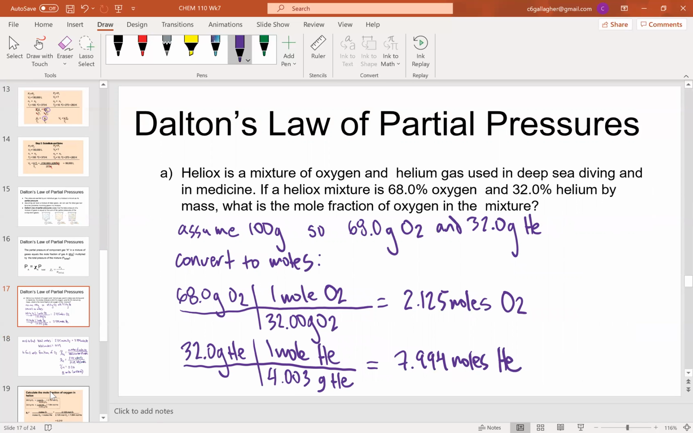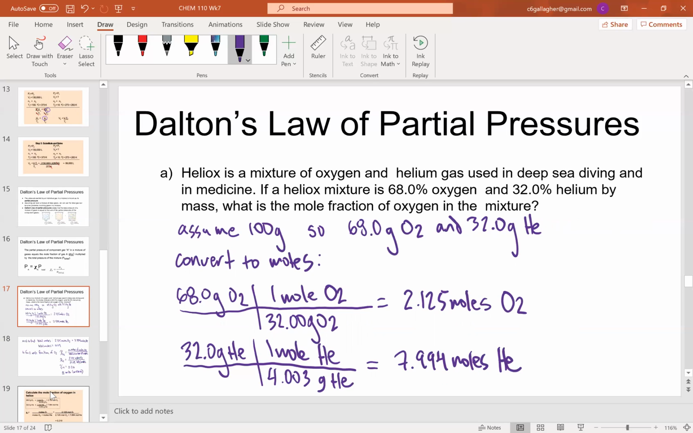So let's look at an example. Heliox is a mixture of oxygen and helium gas used in deep sea diving and in medicine. If a heliox mixture is 68% oxygen and 32% helium by mass, what then is the mole fraction of oxygen in the mixture? So we assume that we have 100 grams, so that means we're going to have 68 grams of oxygen and 32 grams of helium.